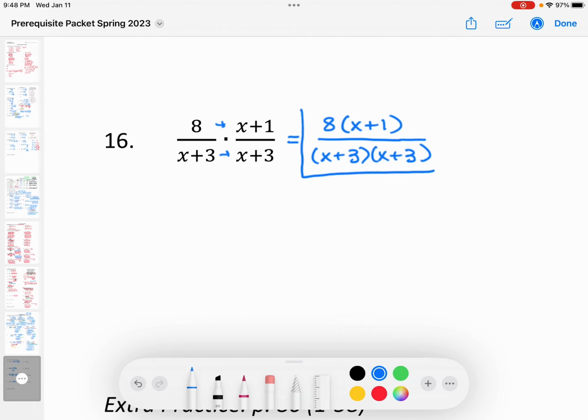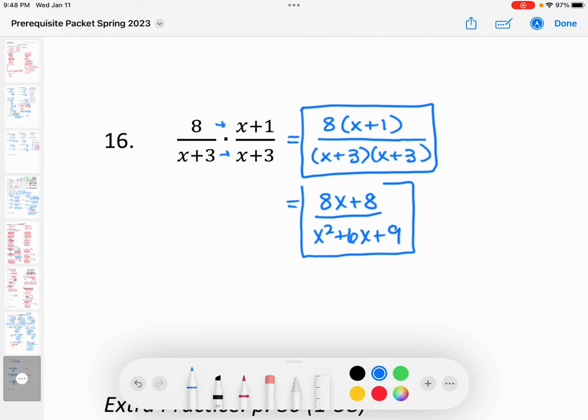I'd be okay with leaving it like this. Or if you wanted to distribute, 8x plus 8, FOIL the bottom, x squared plus 6x plus 9. If you like the looks of that better, I'll take it either way.